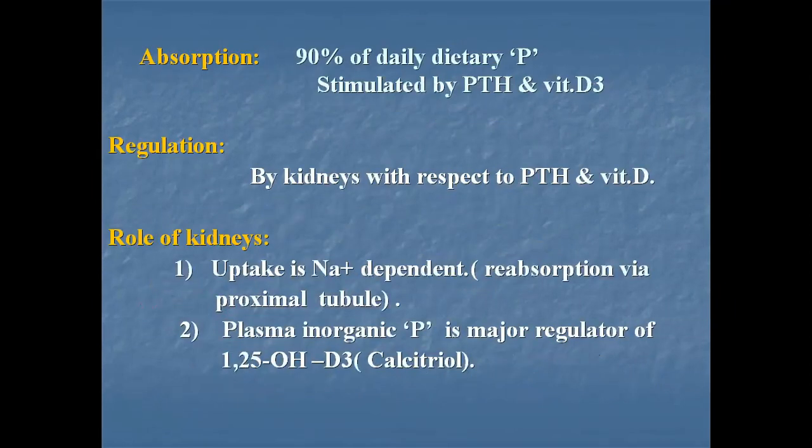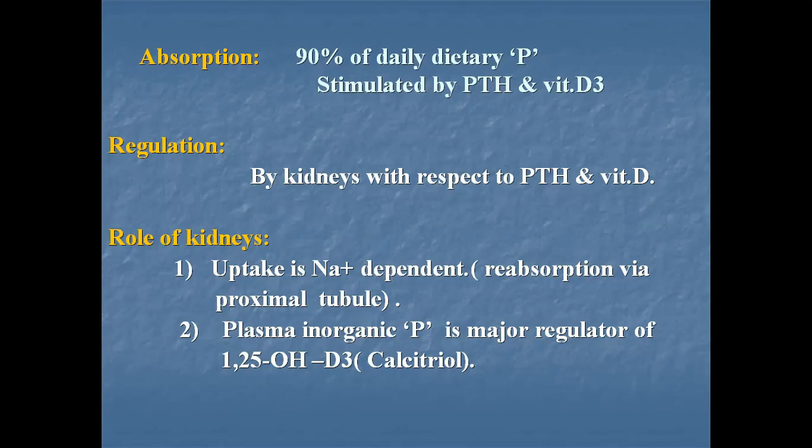Absorption. About 90% of daily dietary phosphorus is absorbed. Absorption is stimulated by parathyroid hormone and vitamin D3, calcitriol. The mechanism is the same as for calcium. The calcium phosphorus ratio in the diet affects the absorption and excretion of dietary phosphorus.